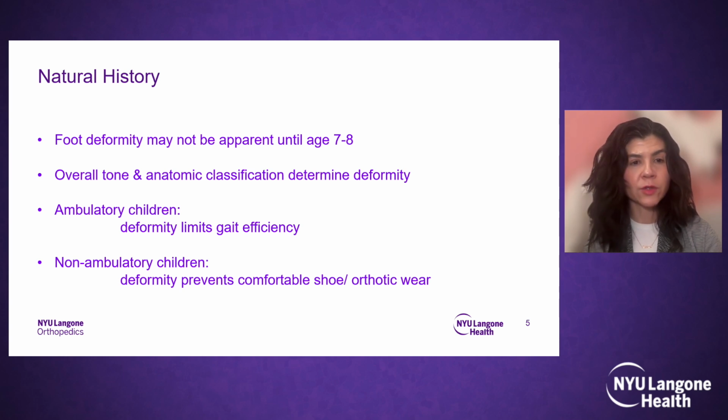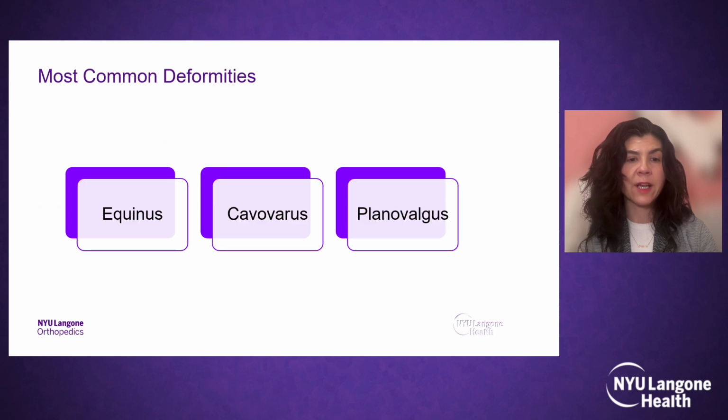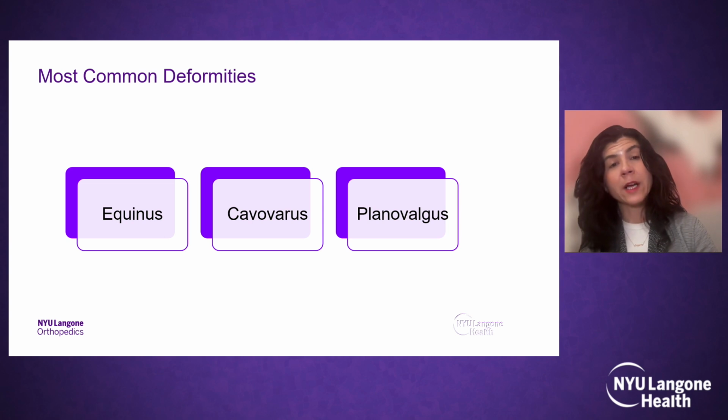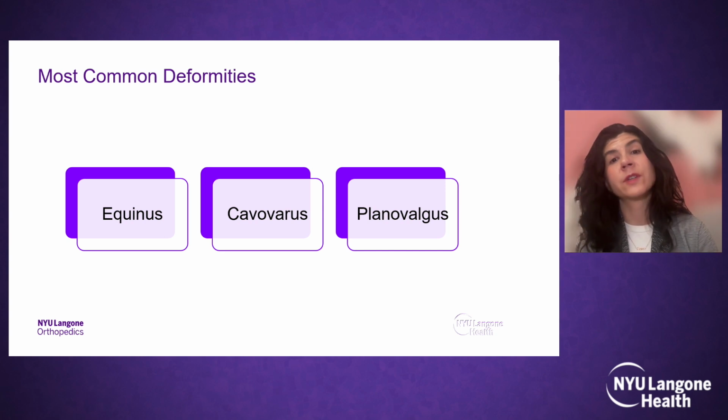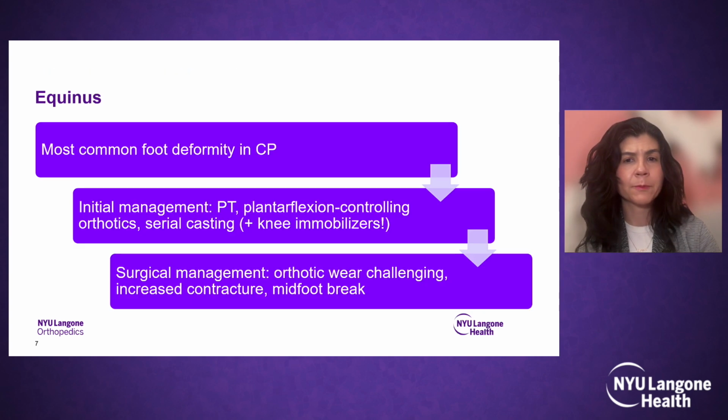In ambulatory children, this deformity is going to limit gait efficiency. In non-ambulatory children, the deformity is going to prevent comfortable shoe wear as well as orthotic wear. And so there are many deformities and they get quite complex, but I wanted to touch on the 3 most common that we see, and that's equinus, cavovarus, and planovalgus. So I'm hoping to give you a little bit of an algorithm and a framework within which to see these 3 deformities, because it gets very complex very quickly, as we'll see.